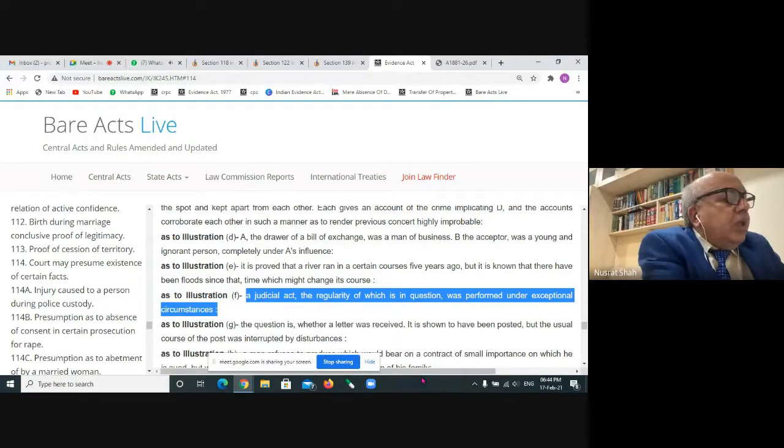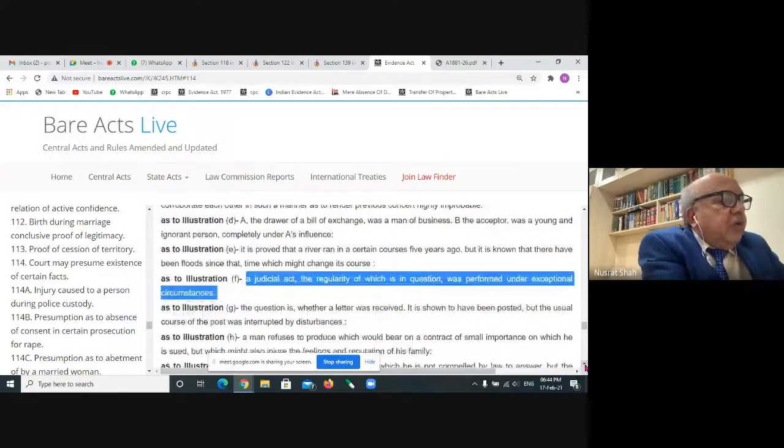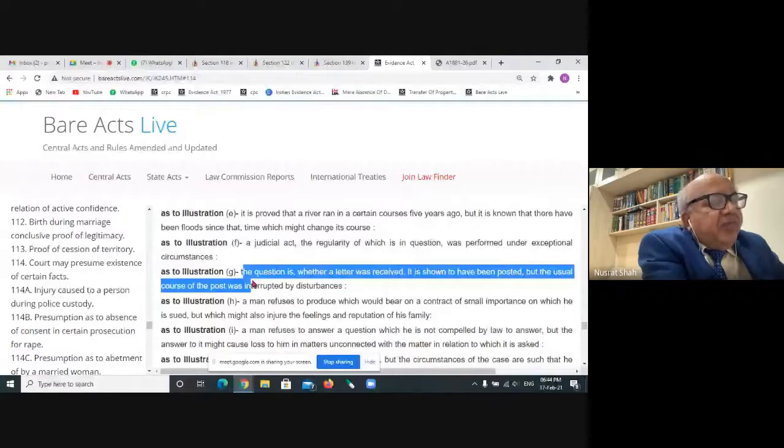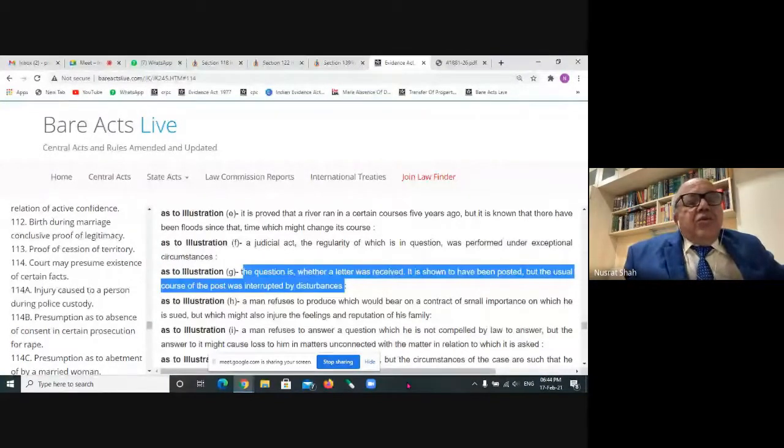Yeah, next. As to illustration F, the question is whether the letter was received. It is shown to have been posted, but the usual course of the post was interrupted by disturbances. So when you dispatch a letter from the post office, GPO Mumbai, it is presumed that it has reached the destination of the addressee in Calcutta, Thane, Delhi.